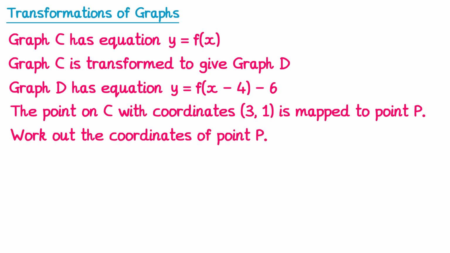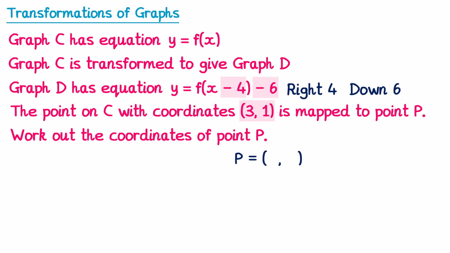So we don't actually need the drawn graph to do this question. If we look at the resulting transformation here, we've got a negative 4 inside the input, which means 4 units to the right. And then we subtract 6 from the whole function, so this means to go down 6. So we can apply these two translations to the coordinate here. If we were to move this coordinate right 4, the x coordinate would increase by 4.